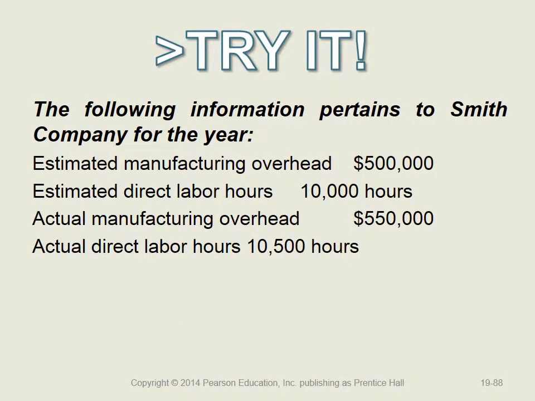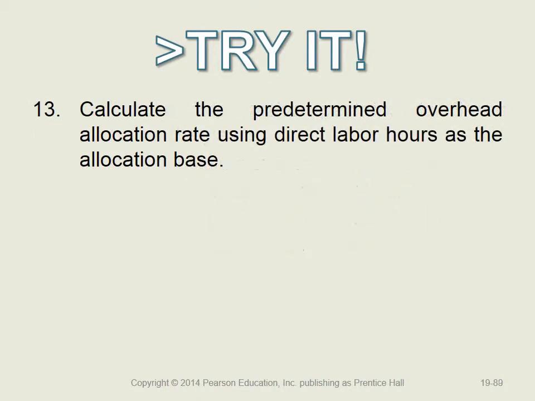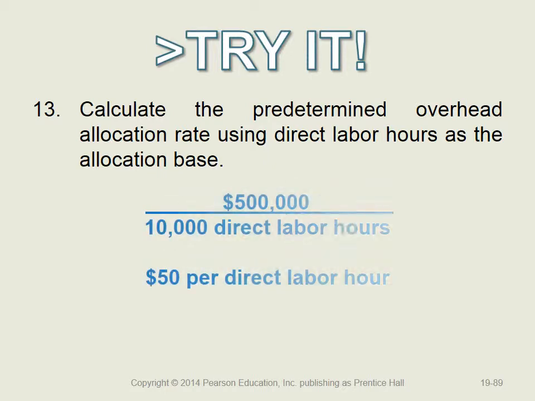For this Try It, the following information pertains to Smith Company for the year. Estimated manufacturing overhead is $500,000. Estimated direct labor hours, 10,000 hours. Actual manufacturing overhead, $550,000. Actual direct labor hours, 10,500 hours. Calculate the predetermined overhead allocation rate using direct labor hours as the allocation base. So we have $500,000 divided by 10,000 direct labor hours for a $50 per direct labor hour rate.